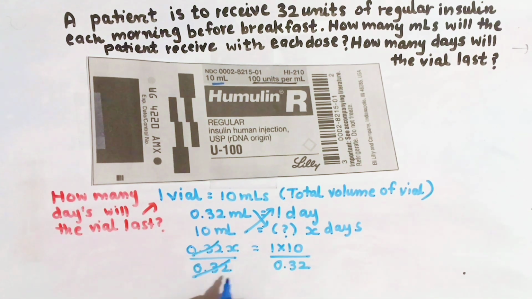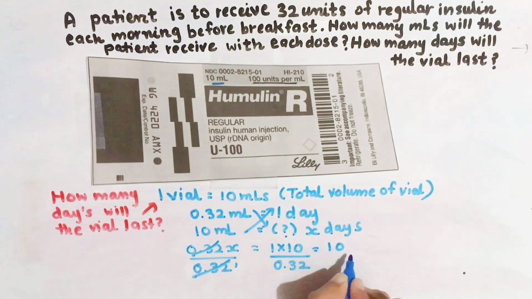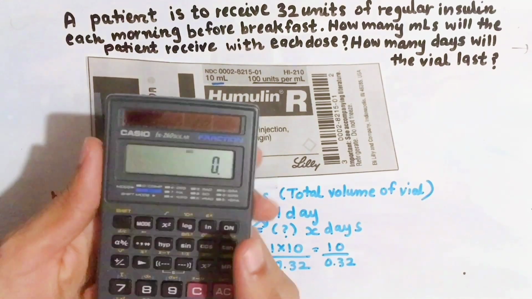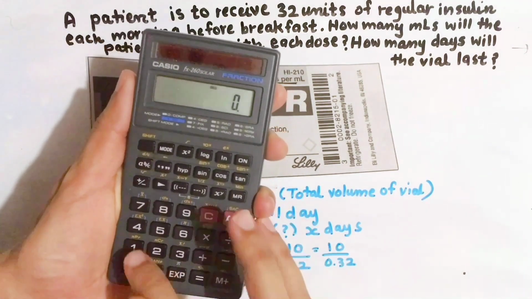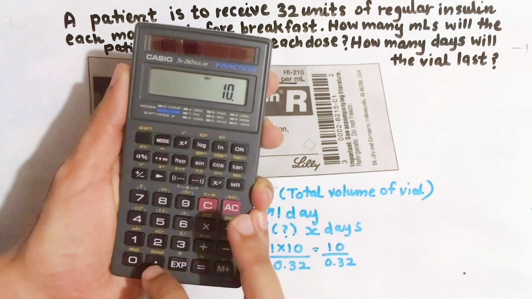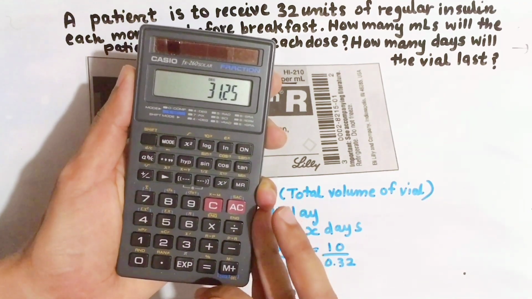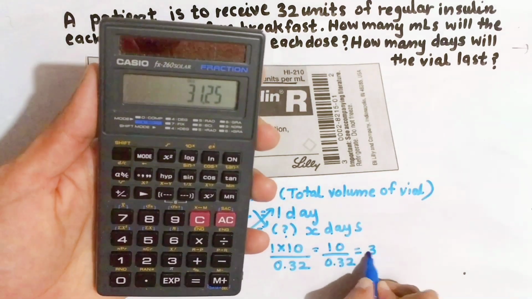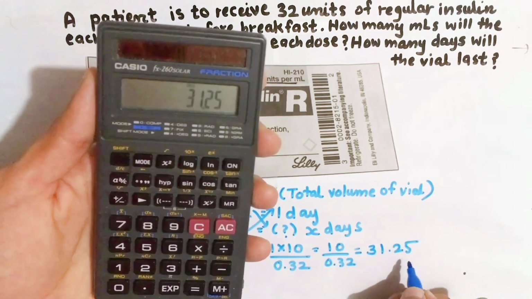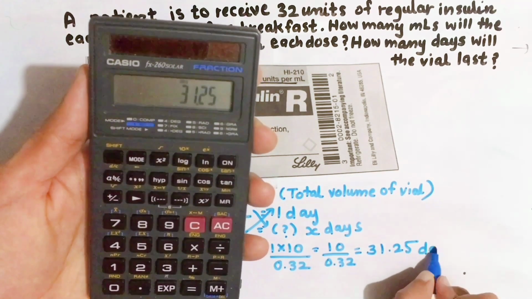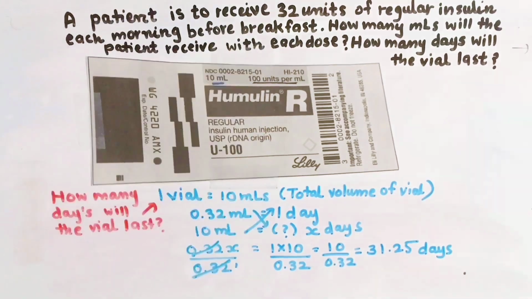That would leave us with 10 divided by 0.32. So let's find out the answer with the help of a calculator. Let's see, 10 divided by 0.32 will give us 31.25 days. So the answer is 31.25 days, or we can write it approximately as 31 days.